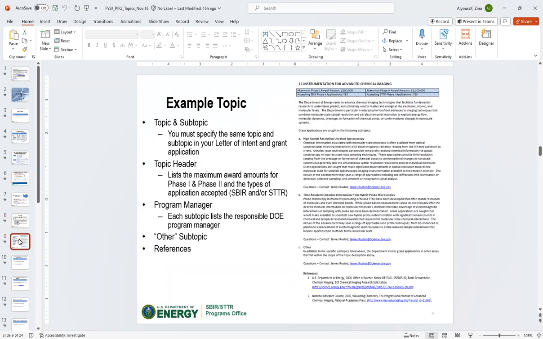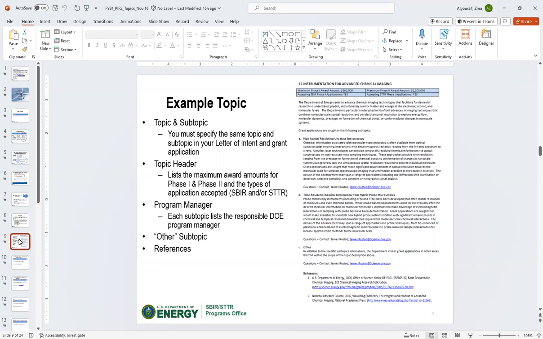So what does a topic look like? Here's an example for you. We always have a topic header, that is the blue bar you see below the topic title and above the topic description. It gives you very important information, like whether the topic accepts STTR, yes or no, and the maximum award amount for that topic. Not all topics have the same information. They vary by program and by topic as well. So please do pay attention to such information.